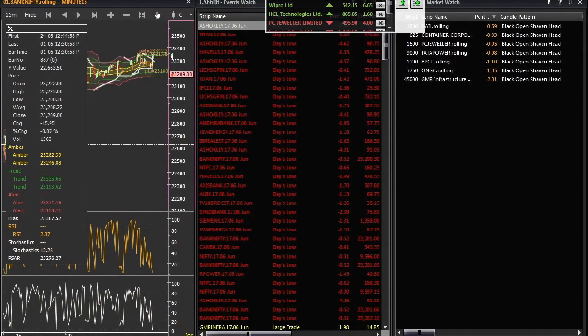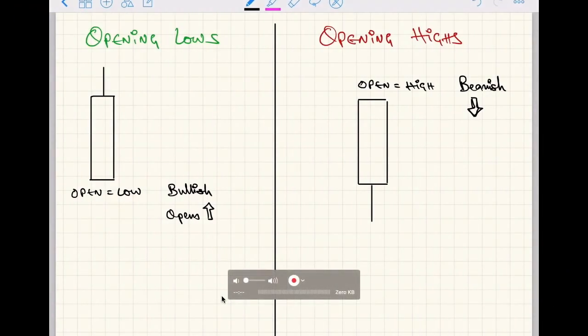So there you go, guys. Opening highs and opening lows. A quick list you'll get at 9:30 will give you a list of stocks for intraday buys. That's your opening lows. And intraday sells. That's your opening highs.